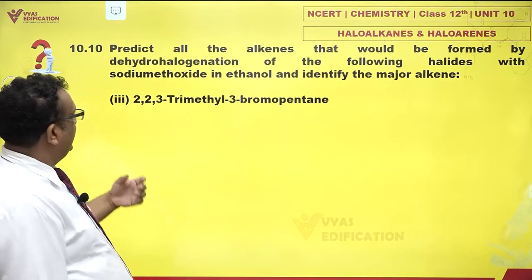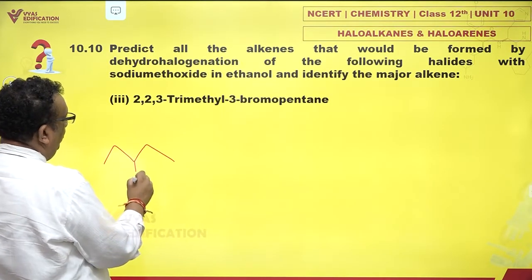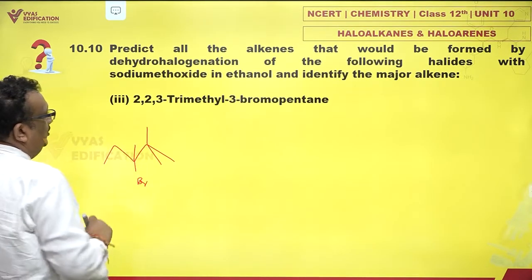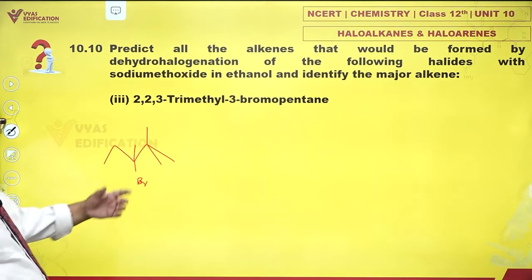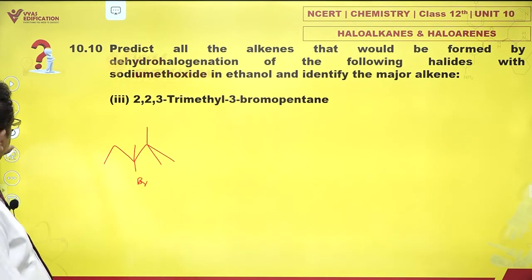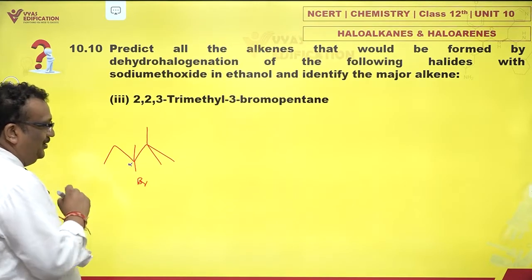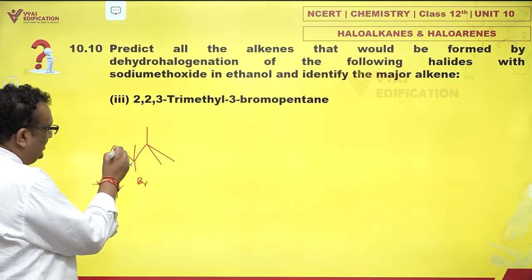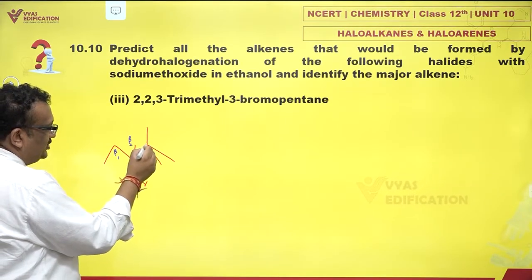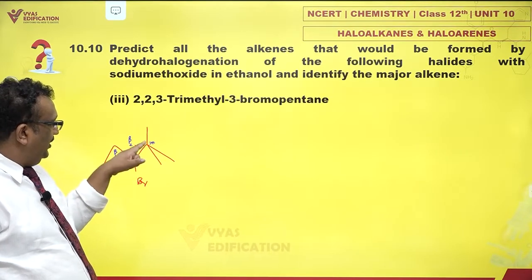Now the third part. It says, we have pentane, 3-bromo, 2,2,3-trimethyl. Okay. This is the structure. Very interesting. Now, let's identify alpha and beta. This is the alpha carbon, right? So this is beta 1, this is beta 2, and this is actually, you could say beta 3, but there is a problem. Carbon, carbon, carbon, carbon.